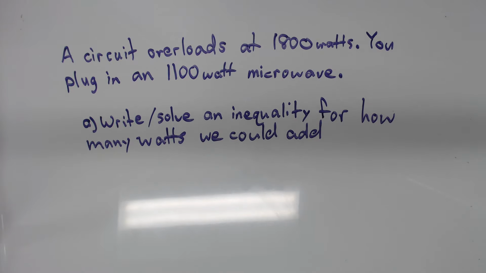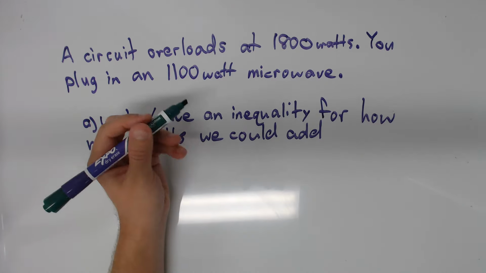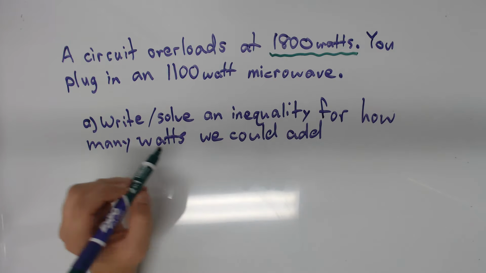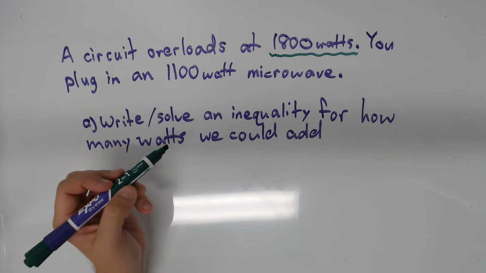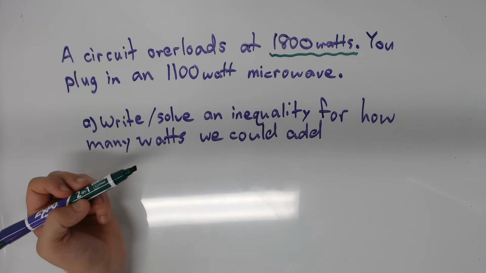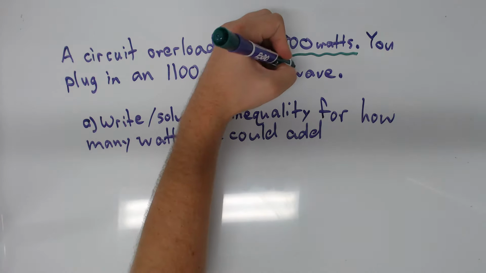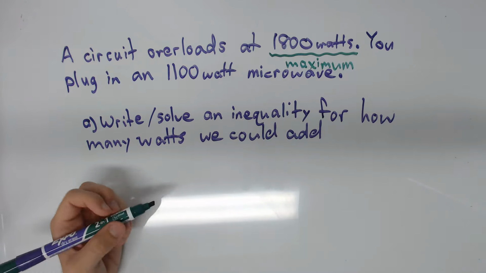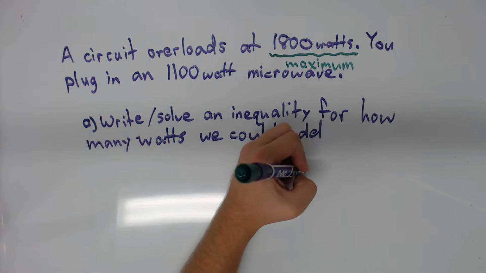Quick modeling problem. A circuit overloads at 1800 watts. You plug in an 1100 watt microwave, and we want to write and solve an inequality that basically represents this situation. So oftentimes in these problems, we're going to look for a number that either reads as a maximum or a minimum. If our circuit overloads at 1800 watts, that's the most we want to plug in. So that's a maximum. I'm going to write that note there. So 1800 is a maximum.